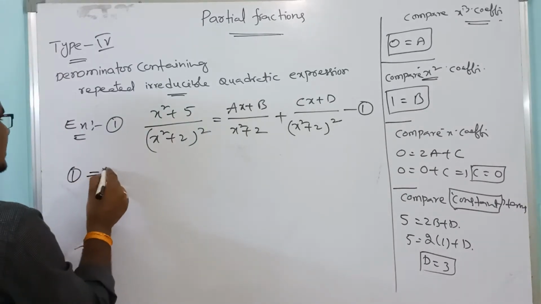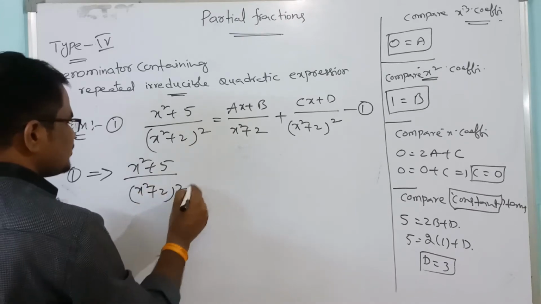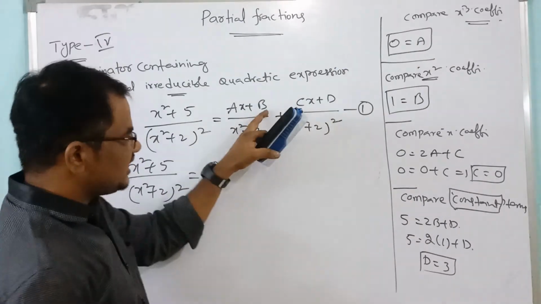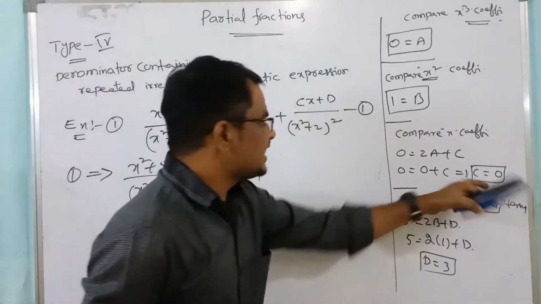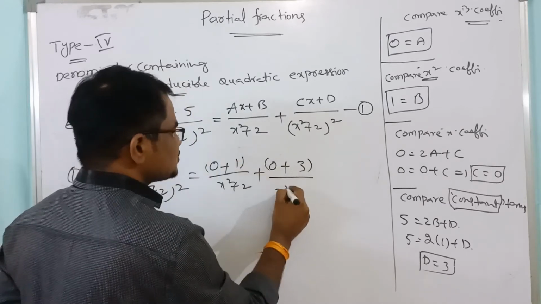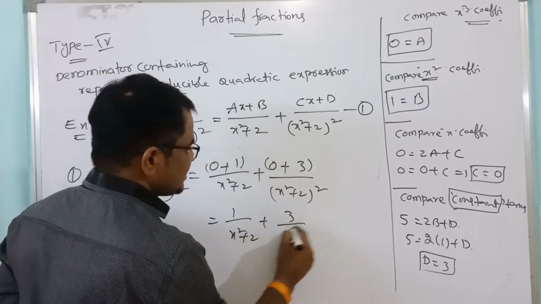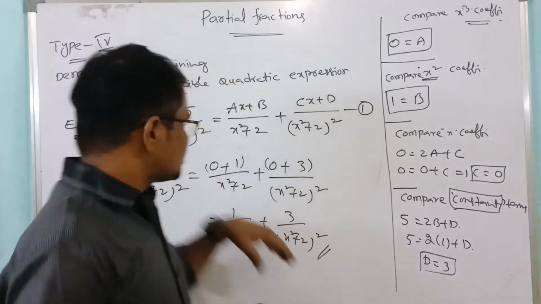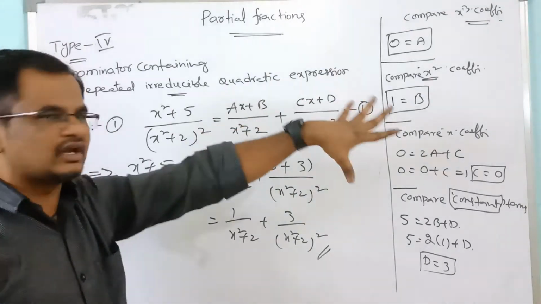Now equation number 1 implies (x square plus 5) divided by (x square plus 2) whole square equals a is 0, so 0 plus b is 1, so 1 by (x square plus 2), plus c is 0 plus d is 3, divided by (x square plus 2) whole square. That equals 1 by (x square plus 2) plus 3 by (x square plus 2) whole square. Like this we have to simplify. Suppose one more (x square plus 1) whole square is there, then you can take whole cube also, one more time you have to take.